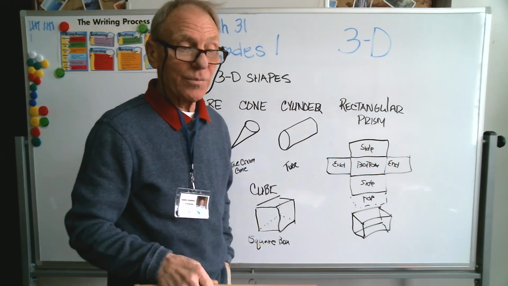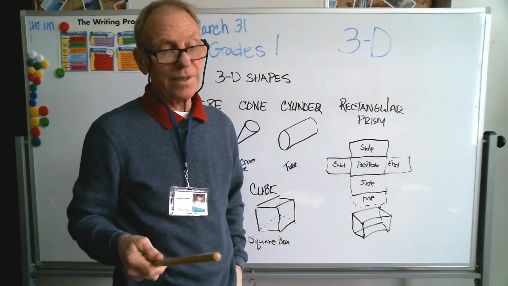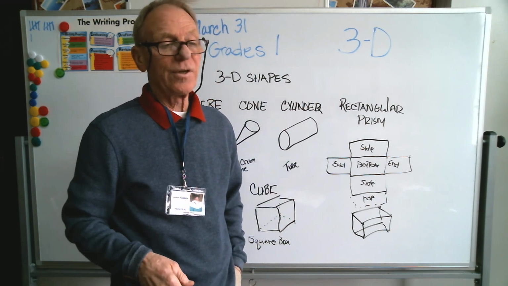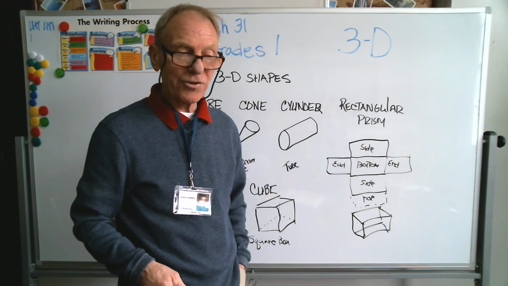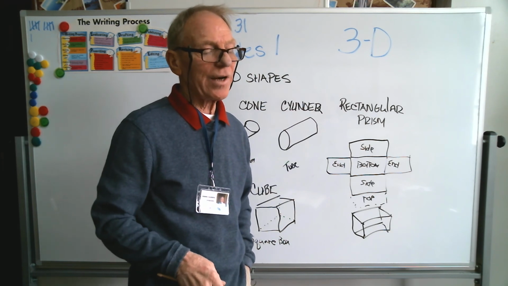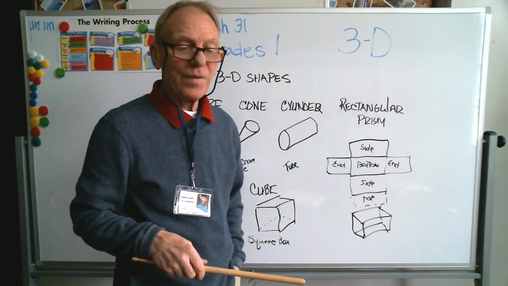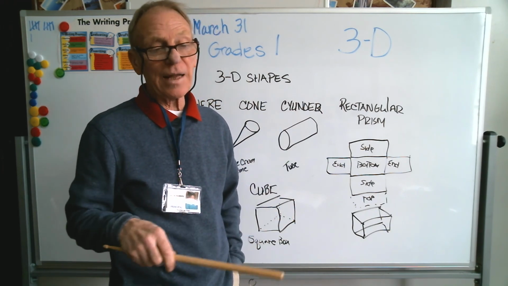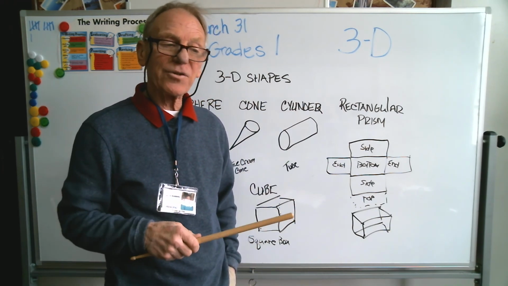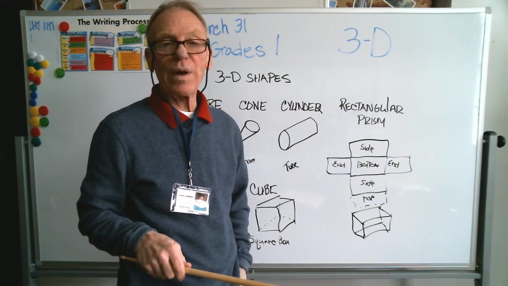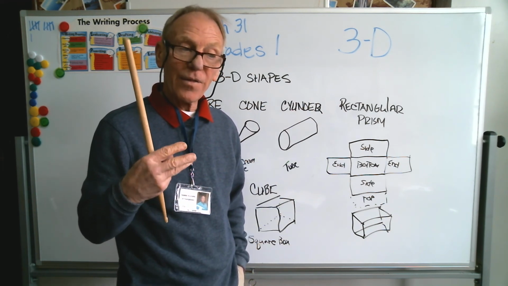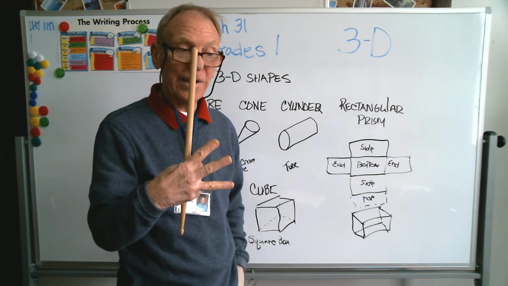I want to talk some more about three-dimensional objects, shapes that are three-dimensional. We talked a little bit about that yesterday, and I drew you some pictures and I explained to you that a two-dimensional object only has length and width, but a three-dimensional object has length, width, and height. Thus, the three dimensions.